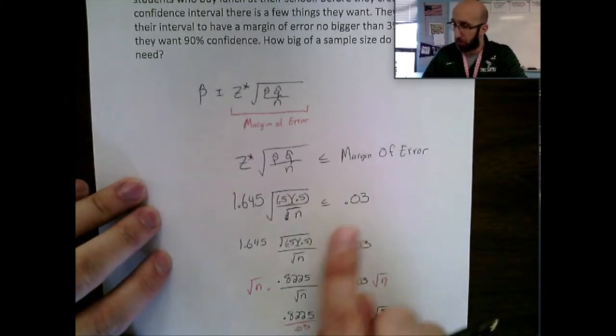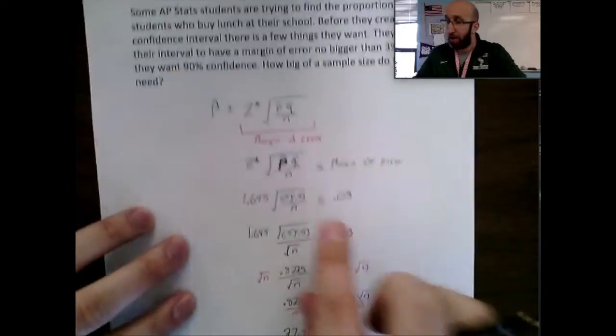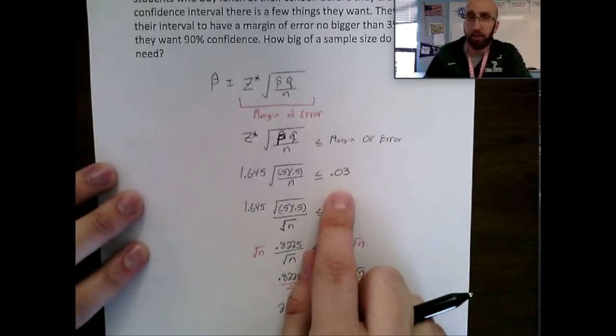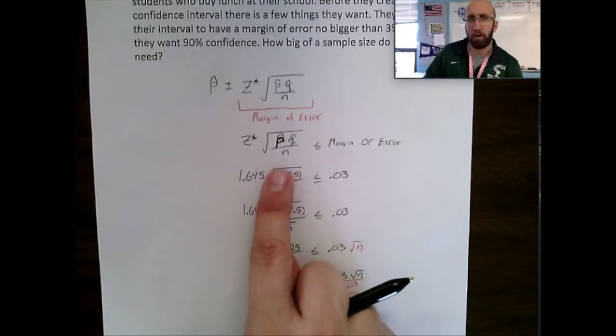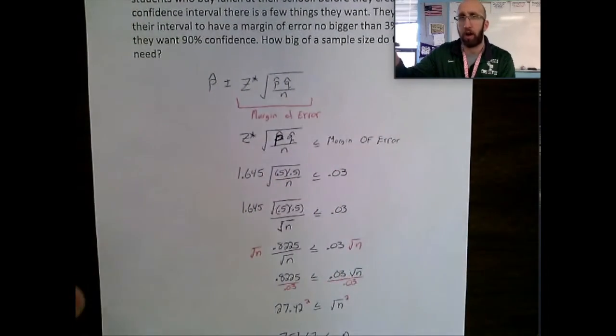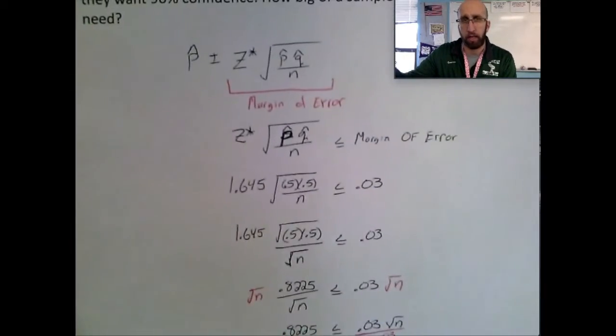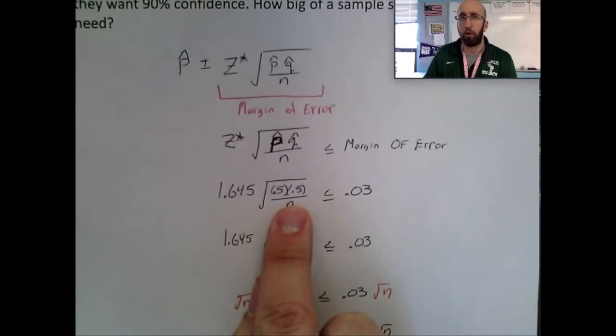The margin of error, I know this entire bracket should be less than or equal to 0.03. So you might be wondering, let me flip it around. I have a better written down example here. The margin of error should be 0.03. Now you might be wondering, well, where did this 0.5 come from for the p hat and the q hat?